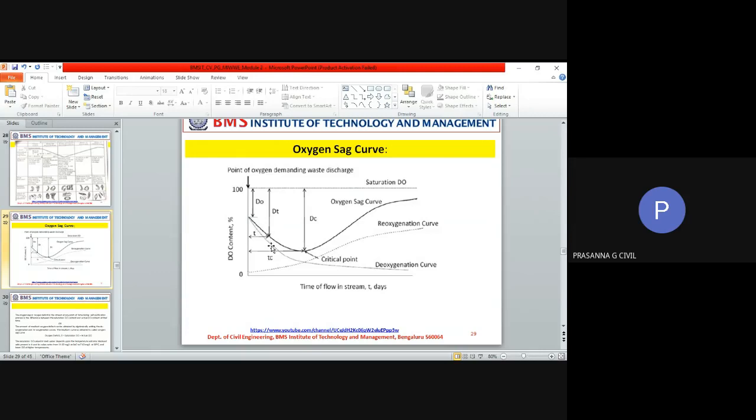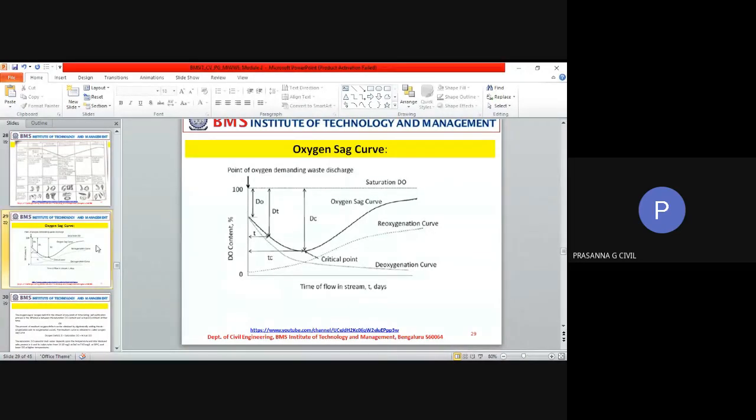Now you can see two other dotted lines which are mentioned here, that is called the deoxygenation curve and the reoxygenation curve. So deoxygenation is the rate of oxygen removal which is happening, and reaeration is the regain of oxygen which is happening as your water gets clearer and clearer.